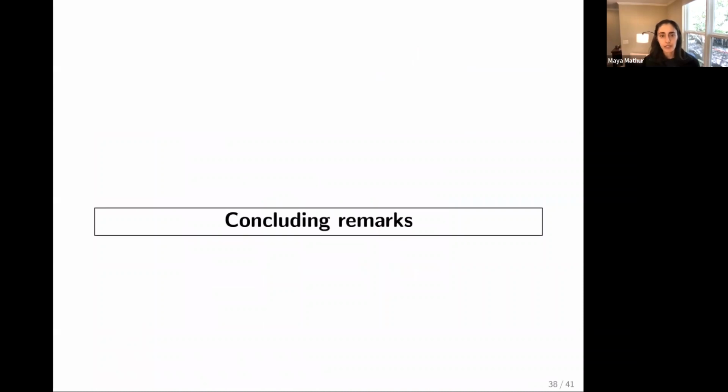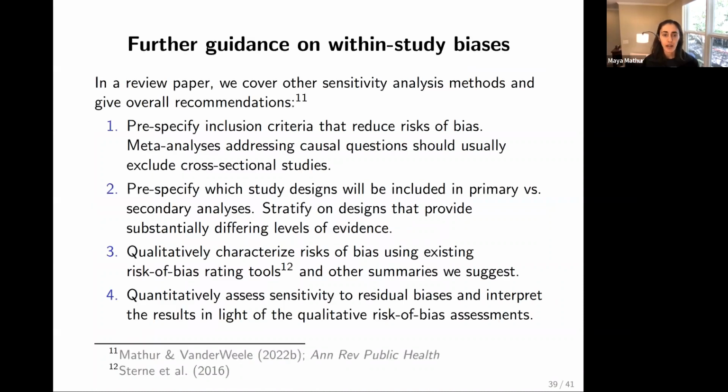Okay, so a few concluding remarks. I focused today primarily on quantitative sensitivity analyses that you do after you've conducted a meta-analysis, but I certainly don't want to give the impression that that's the be-all and end-all of addressing confounding, or indeed other within-study biases, in meta-analyses.